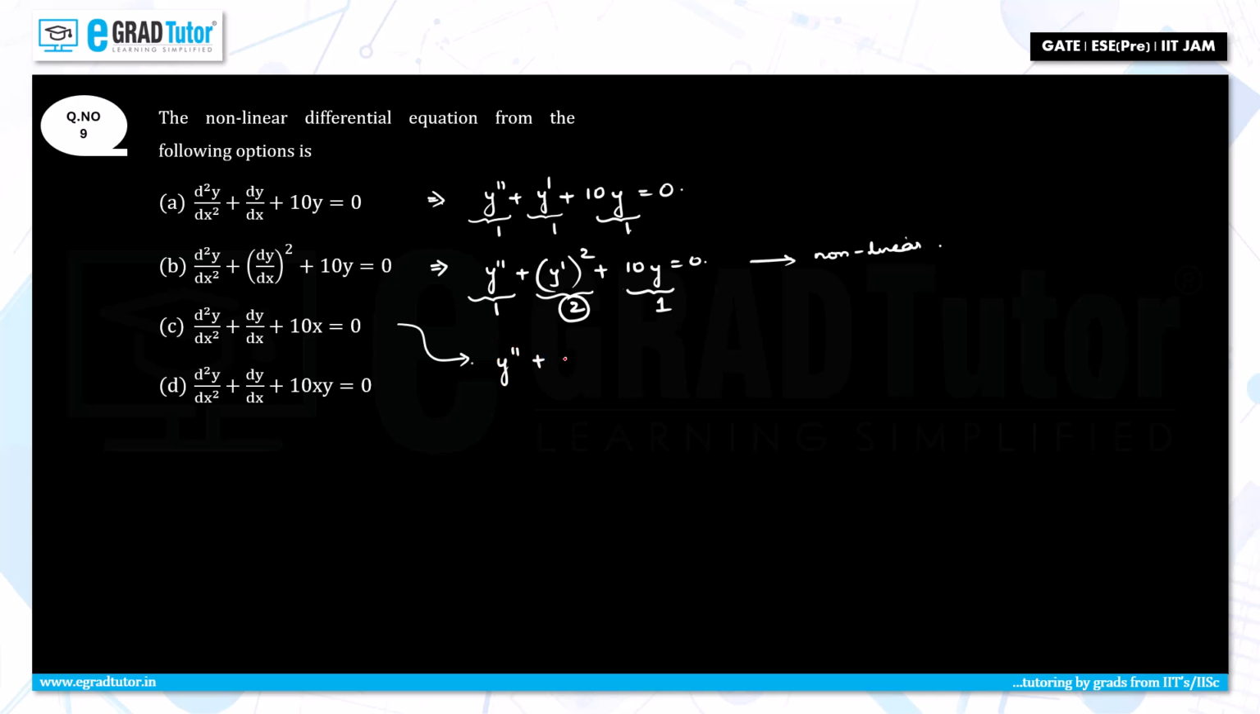y double dash plus y dash plus 10x equal to 0. So degree here is 1, this is 1. Okay, so you can check here also. y double dash plus y dash plus 10xy is equal to 0. So here you can see this is 1, this is 1, and this is 1.